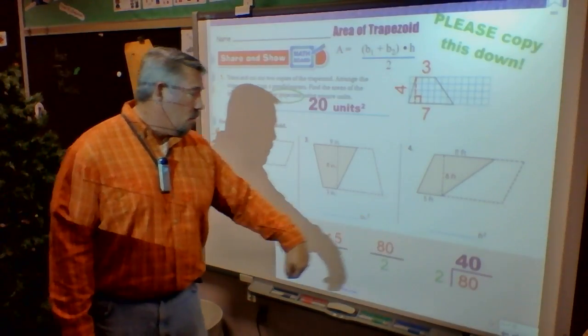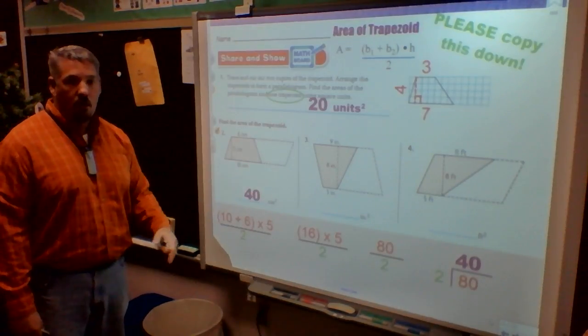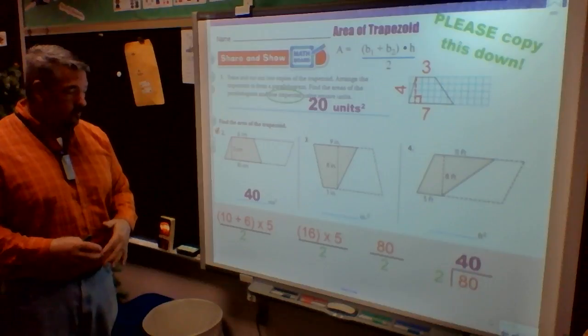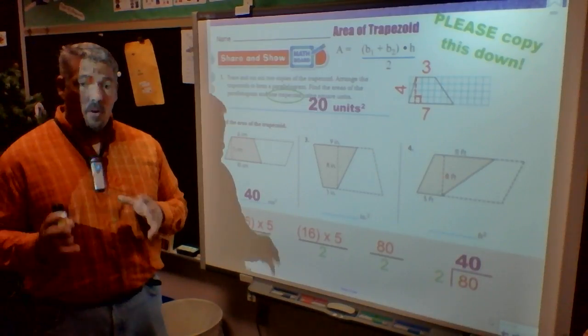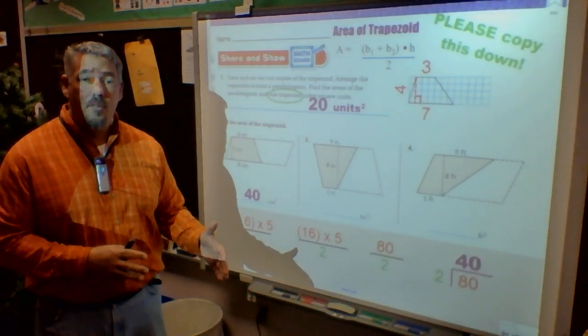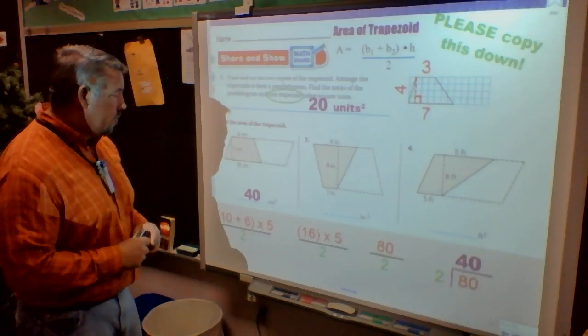So I know my answer for the area of this trapezoid is going to be 40. They give me my labels of square centimeters. Notice on some of these practice problems, they give you a label, and on some they leave it off. So if it's left off, you have to include it in your work.